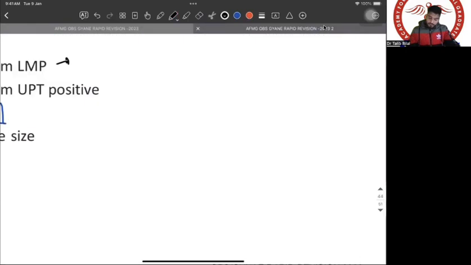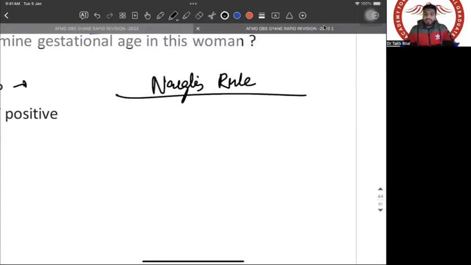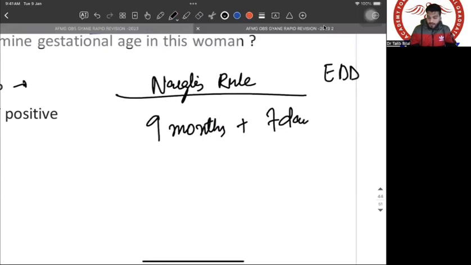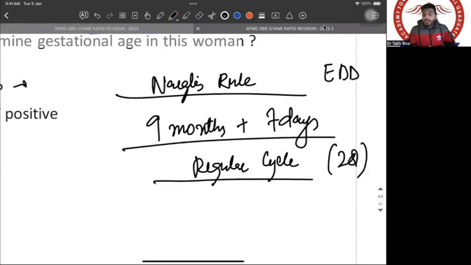Let me tell you about Naegele's rule here, guys. To check the estimated date of delivery, EDD के लिए, the formula is 9 months plus 7 days, but that is for the regular cycle. NEET PG question, guys, they can play with you. Regular cycle is 28 days. Now if in a question it's mentioned, for example, today, what is the date today, guys? It's 19th December. So the question will mention that the patient had an LMP of 19th December.